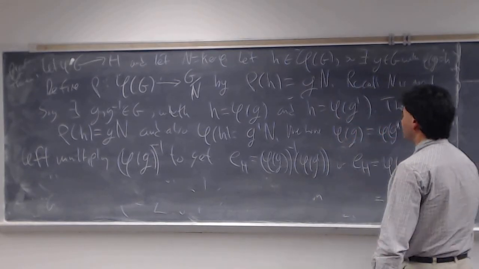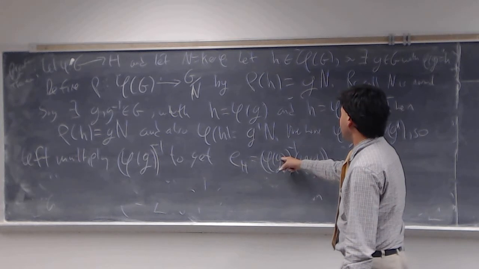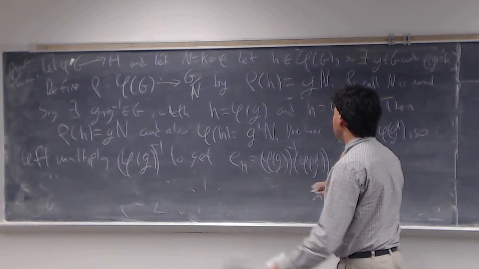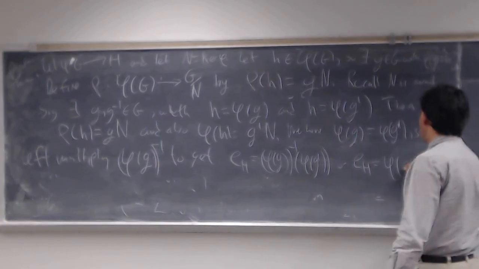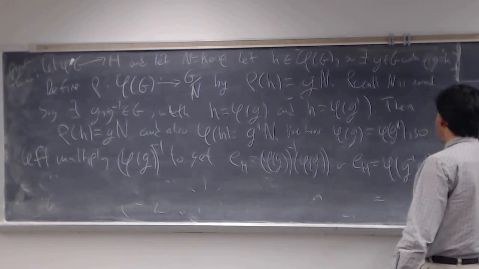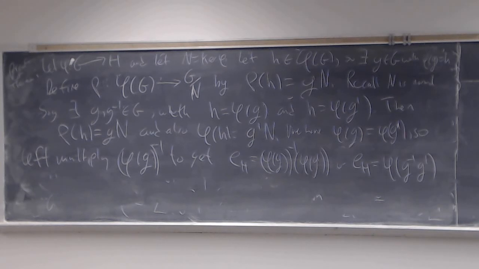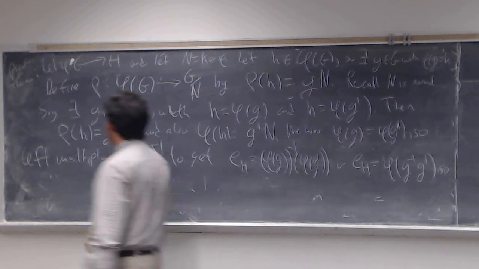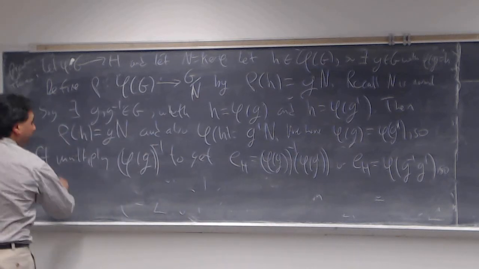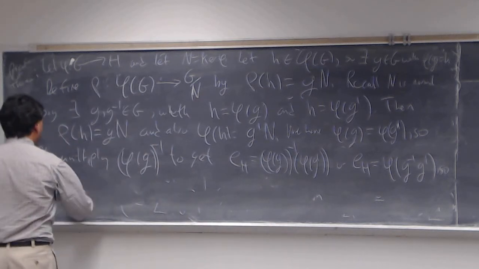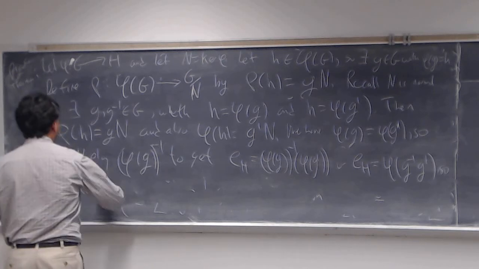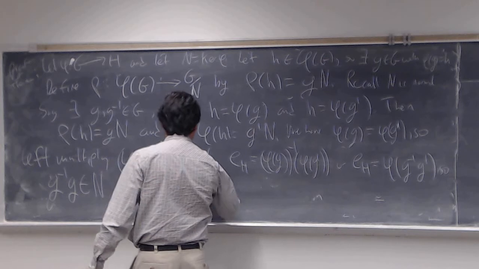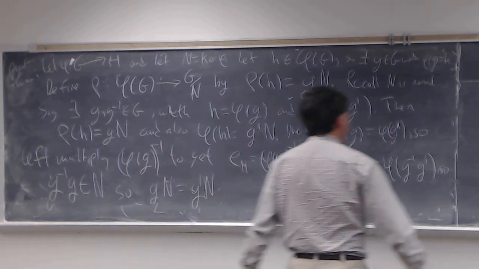But again, using two properties at once, we can move this inverse inside. That's a property of a homomorphism. And then we have a multiplication. We could multiply first and then put it inside the homomorphism. That's a property. So we have phi of g inverse times g prime is the identity. That tells us that g inverse g prime is in the kernel, which we're just calling N. But that just tells us g and g prime determine the same coset.